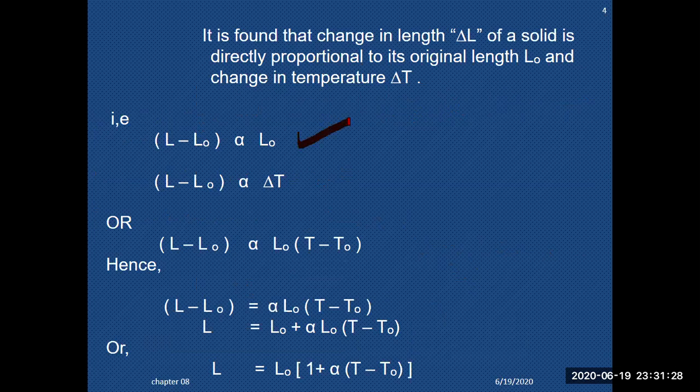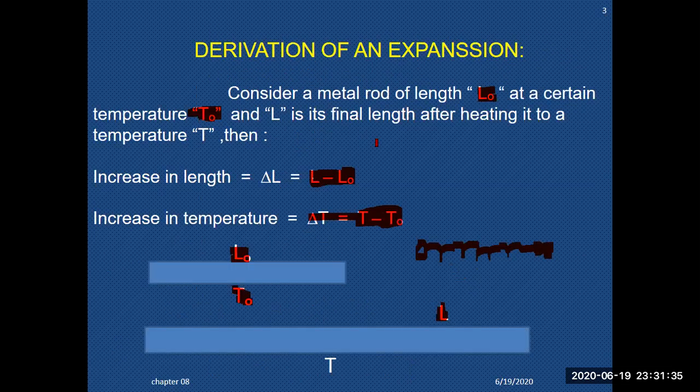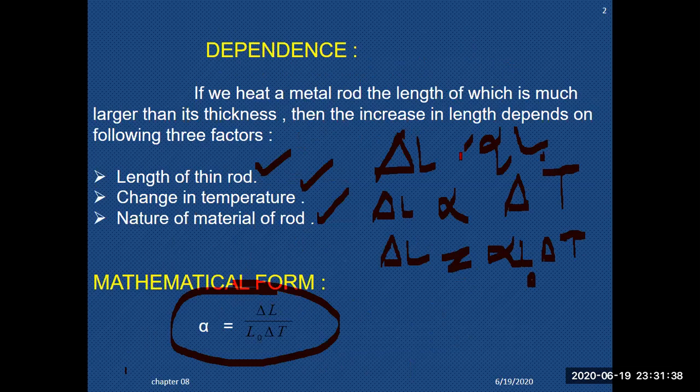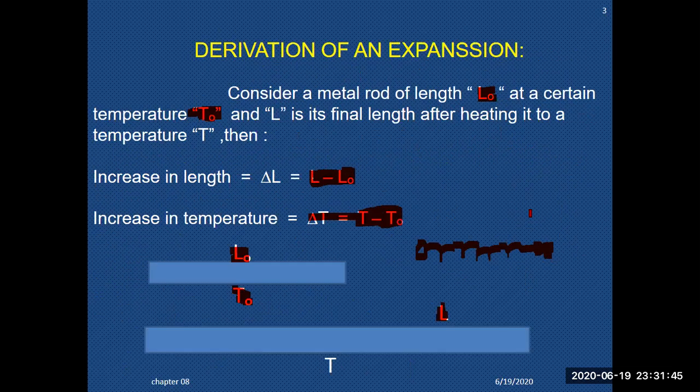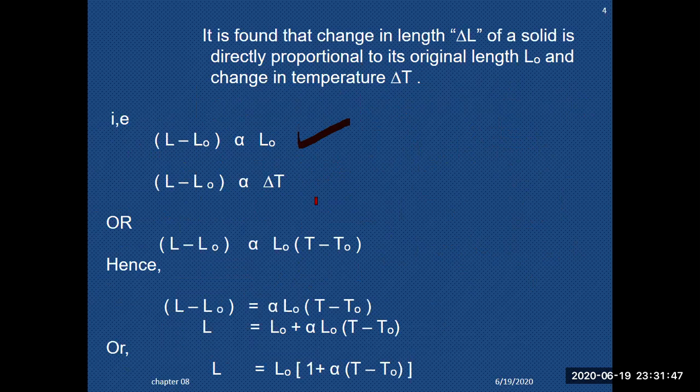It is found that the change in length of the solid is directly proportional to its original length and the change in temperature, which I have already discussed. You see, it is directly proportional to the original length. It is directly proportional to the change in temperature. So change in length is directly proportional to temperature change, and change in length is directly proportional to original length. If you combine these two, you get directly proportional to L naught times (T minus T naught).